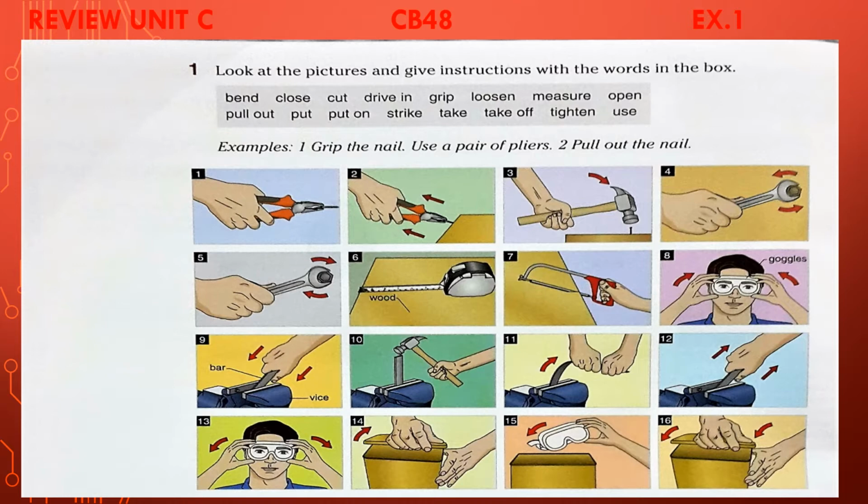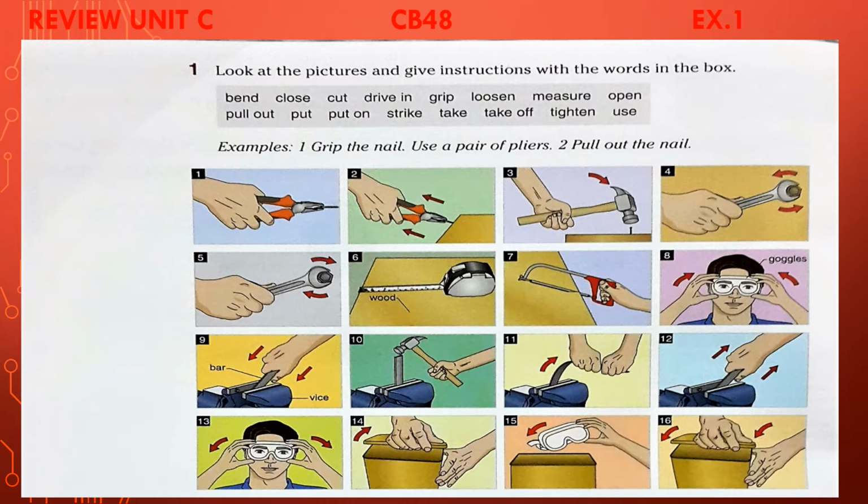Okay, now let's look at picture number 1. It's done as an example. So what we should write for number 1 is grip the nail. Grip the nail. Use a pair of pliers. Number 2, pull out the nail. Pull out the nail.